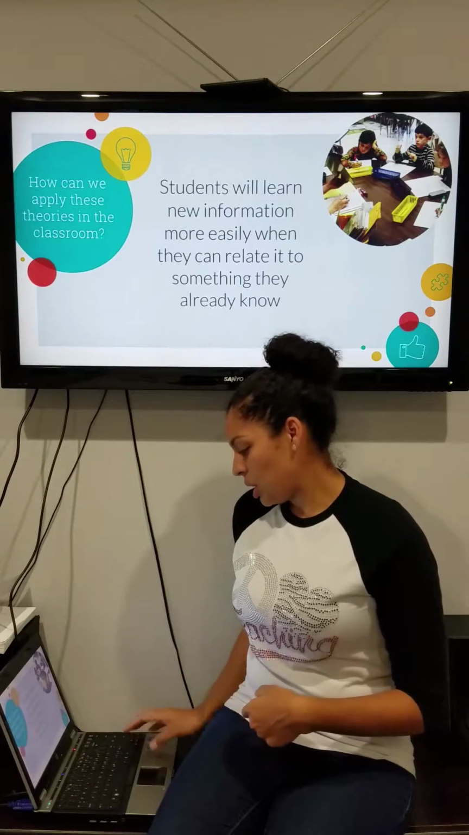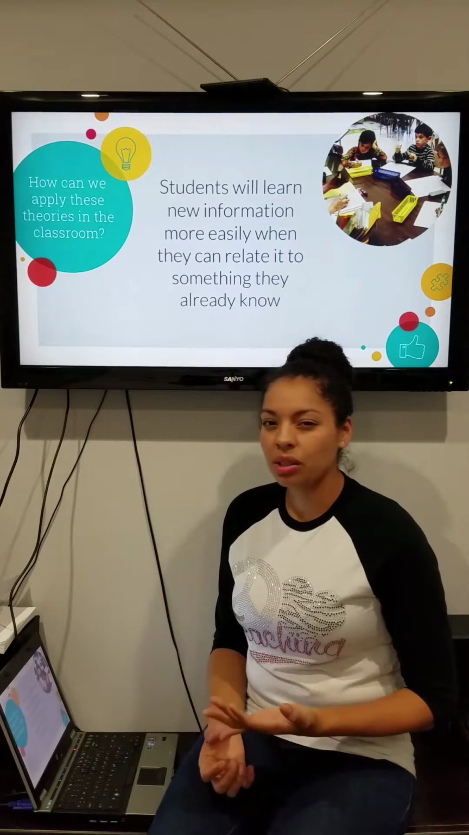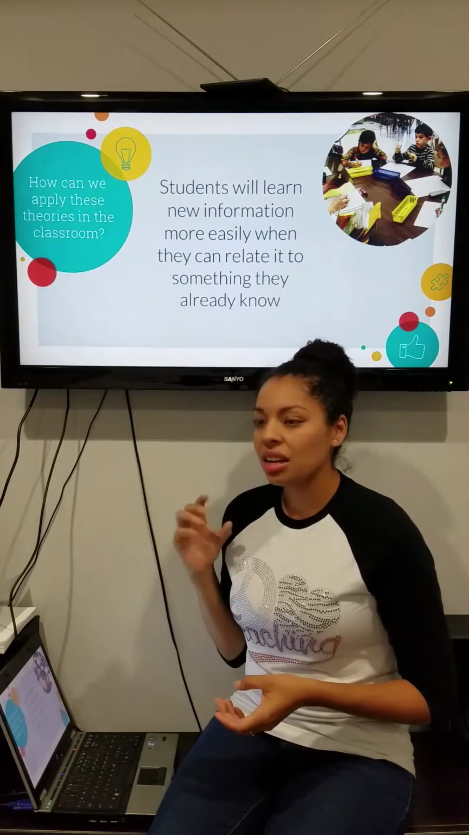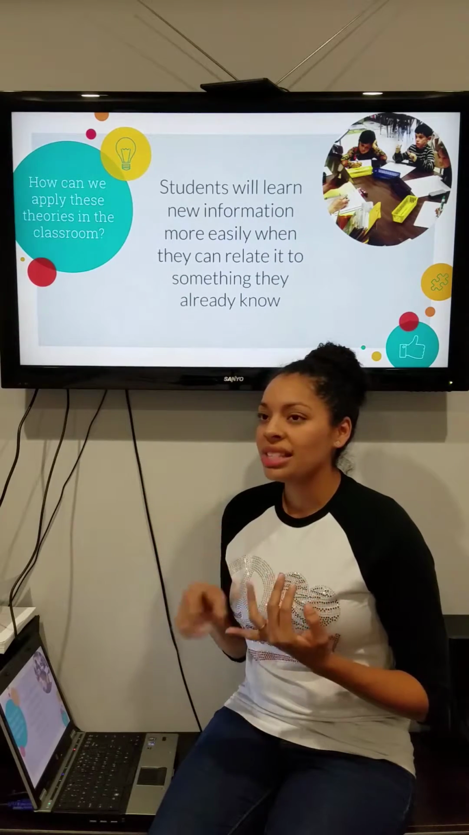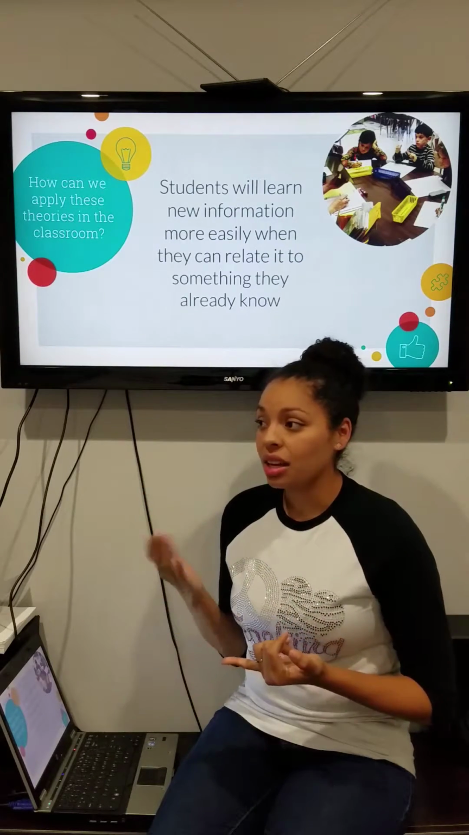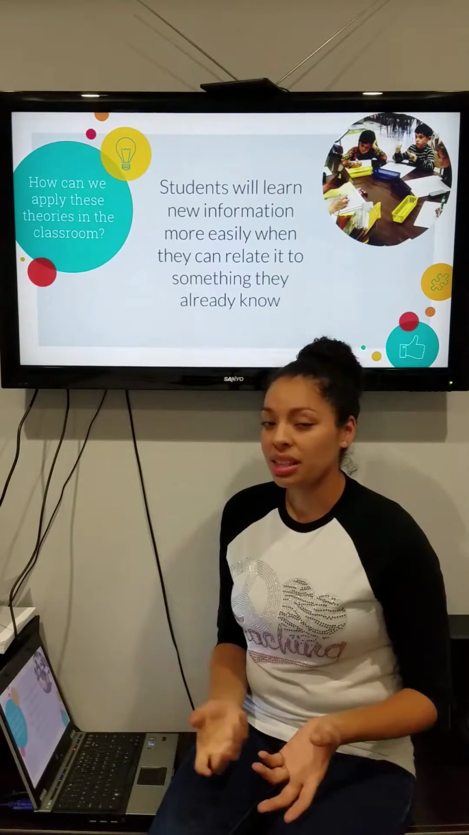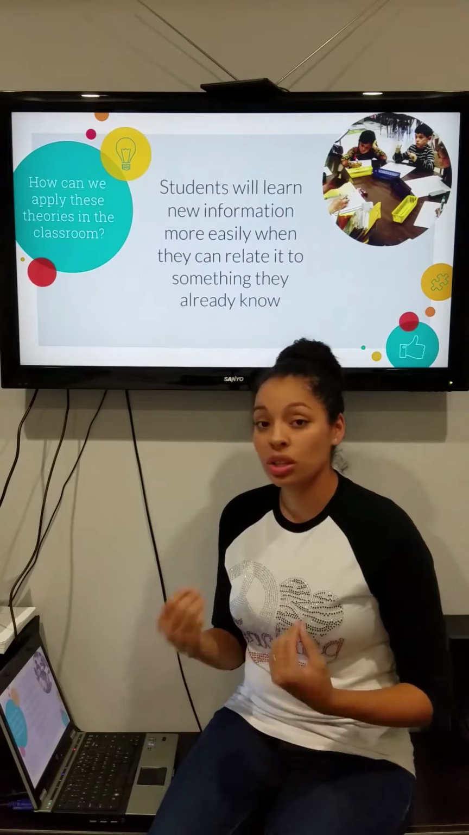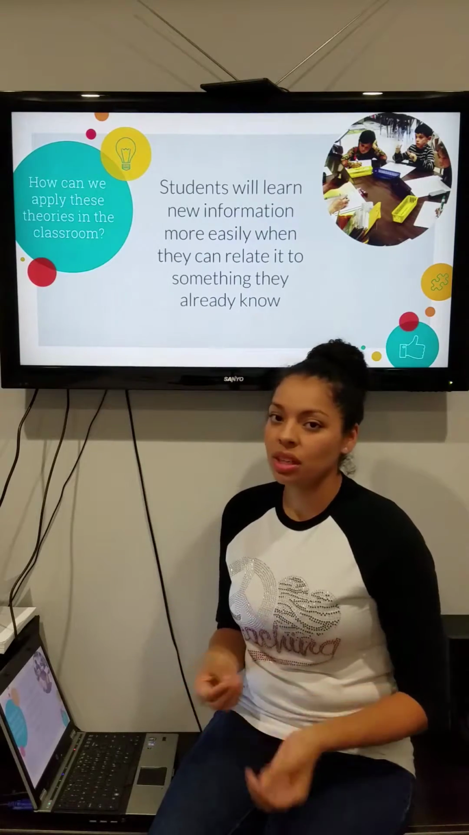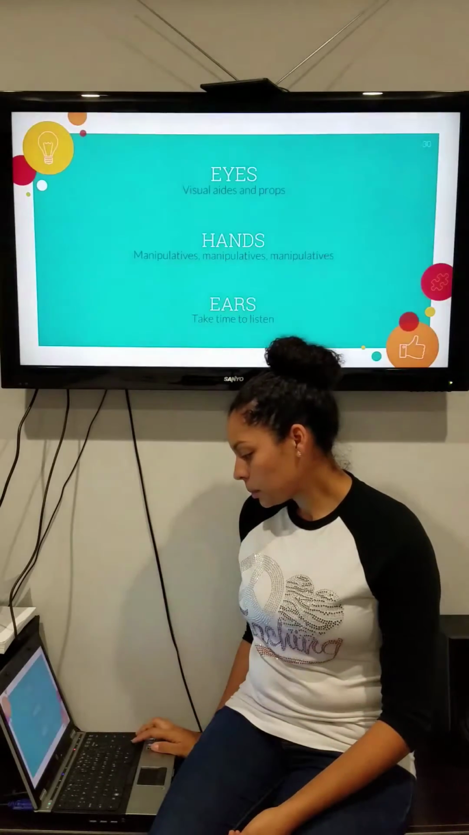And when these children don't have that background knowledge, we use a lot of these theories, realizing that maybe they're not at a certain developmental stage. So we cannot expect to teach them at that certain level, or we cannot expect them to understand certain concepts if they're not developmentally ready yet.